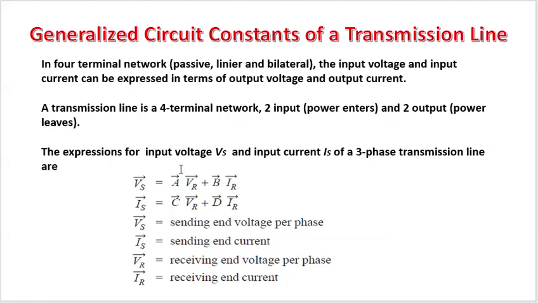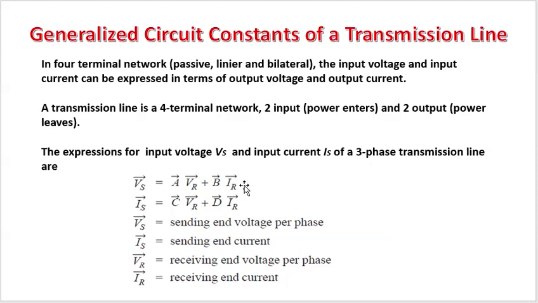The expressions for the input voltage Vs and input current Is, or the expressions for sending end voltage Vs and sending end current Is of a three-phase transmission line, are given as Vs is equal to A into Vr plus B into Ir, and Is is equal to C into Vr plus D into Ir, where Vs is the sending end voltage per phase, Is is sending end current, Vr is receiving end voltage per phase and Ir is the receiving end current.